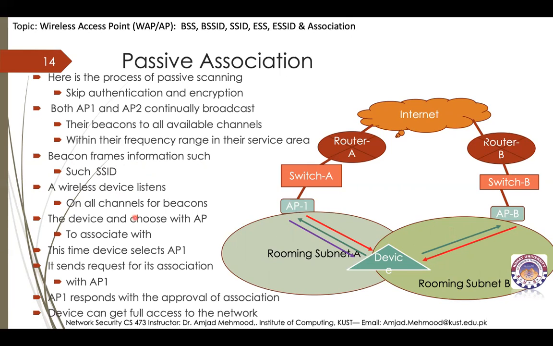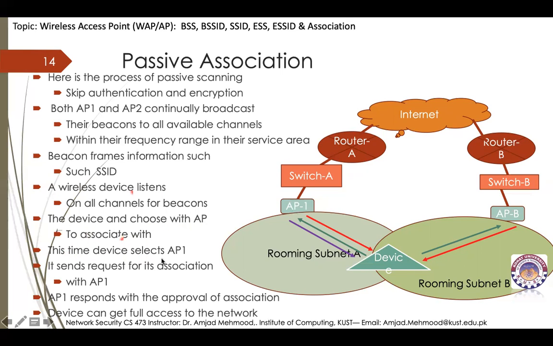A wireless device listens on both the channels for the beacon, and chooses which AP to associate with. So for example, if this device is in the range of both access points, it will get the beacons from both access points. So it will again make a decision on the basis of signal strength. A wireless device listens on all channels. The device chooses an AP to associate with.